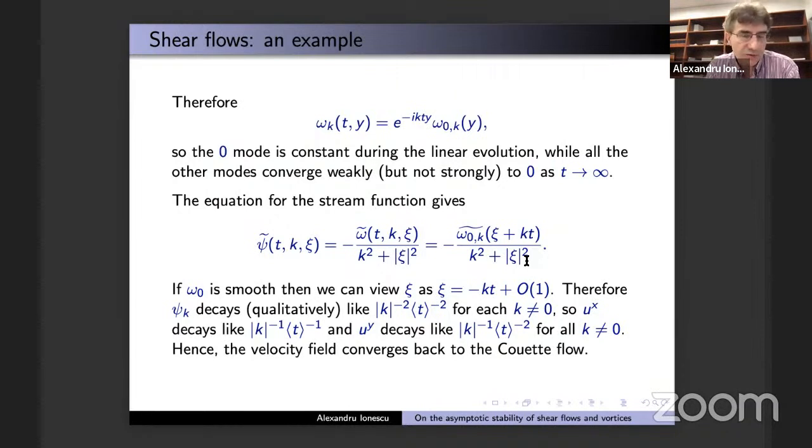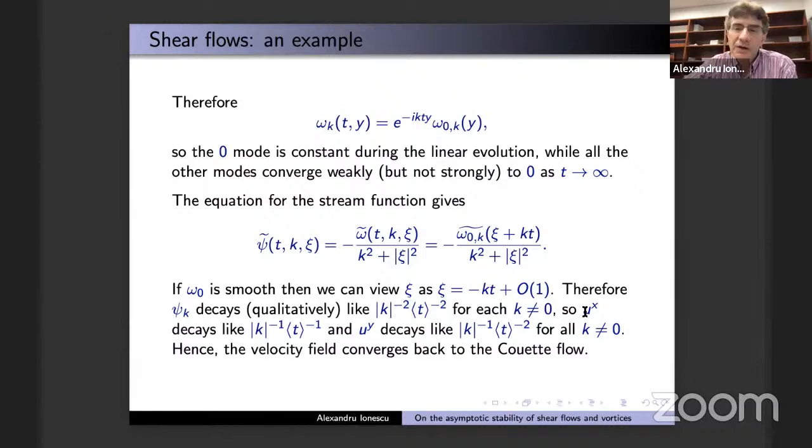If the initial data is smooth, so we start with nice initial data, then morally this variable xi plus kt has to be localized around zero, because the initial data was smooth, so it will be localized at frequency close to one. This means that xi, the main frequency that contributes at time t, would have to move in time. So it's minus kt plus O of one. And what we get from here is that psi k, if k is fixed, let's think that k is like one, for example, will decay qualitatively at least like one over k squared times t to the minus two. The t to the minus two comes from the denominator.